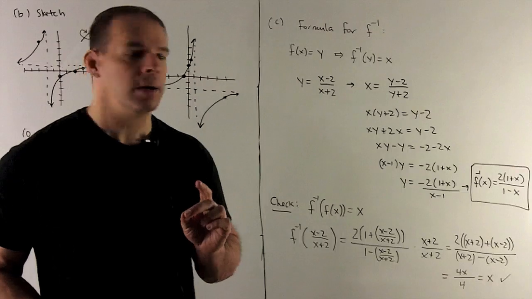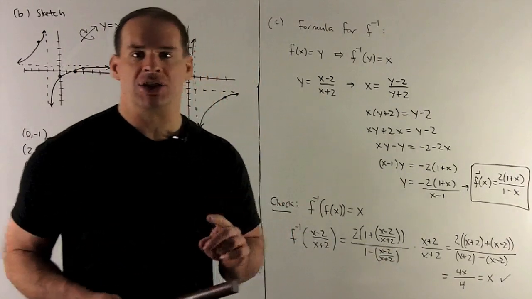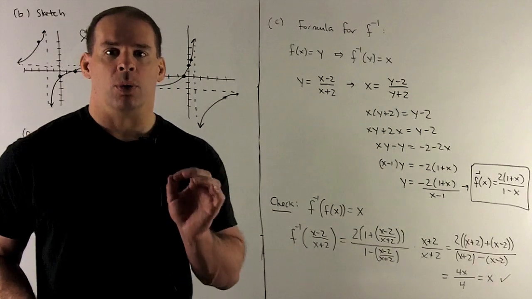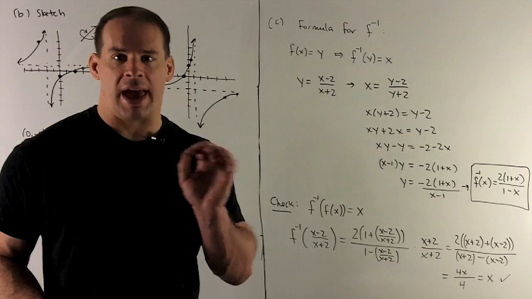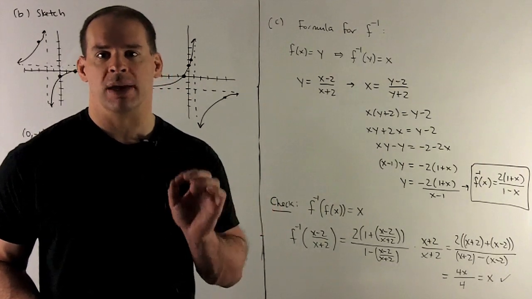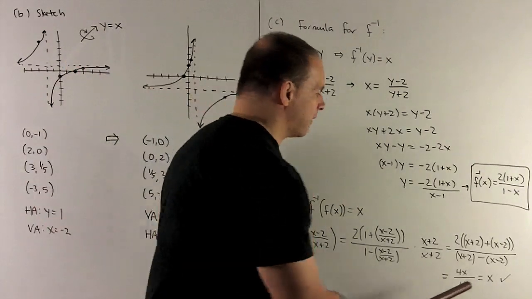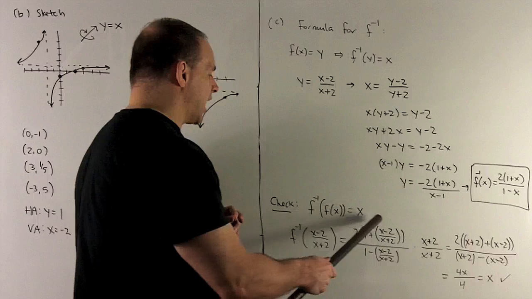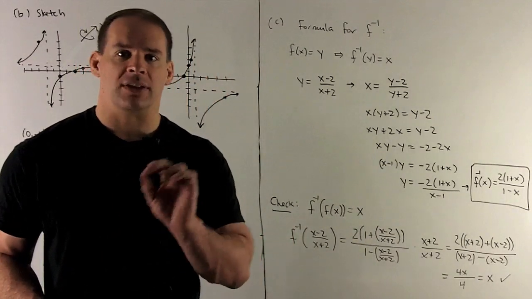Then in the denominator, we'll have x plus 2 minus (x minus 2) in parentheses. So we want to make sure we push the minus sign in correctly. Then the x's are going to go away, and I'm left with a 2 minus a minus 2, which gives me a 4. So we have 4x over 4, and that means we have an x, so our formula checks out. Okay, I'll leave it to you as an exercise to check the other formula.